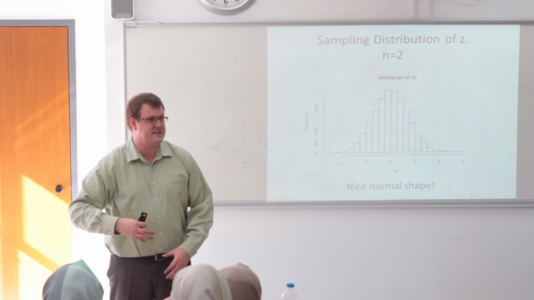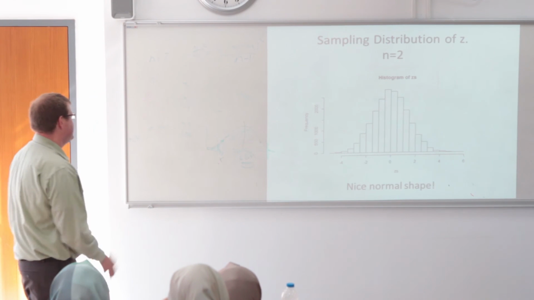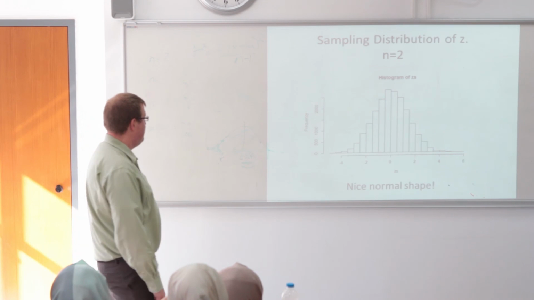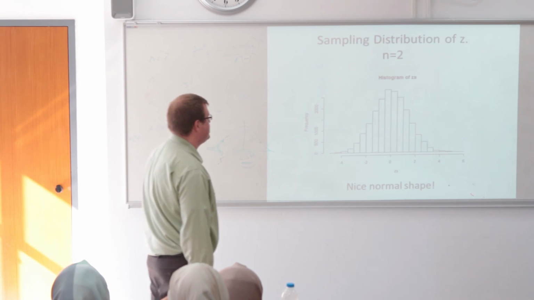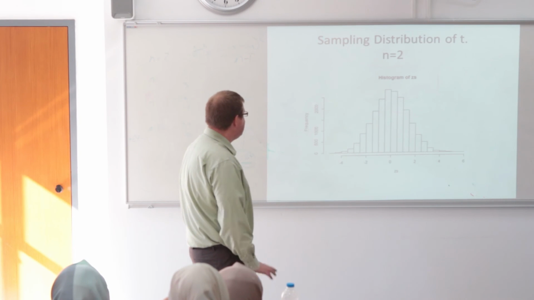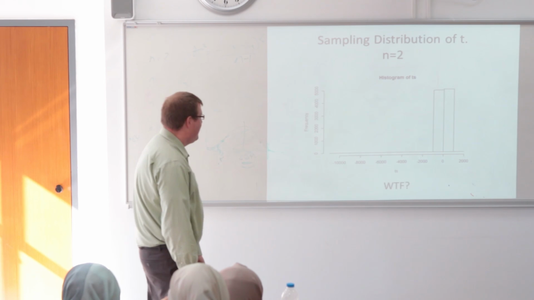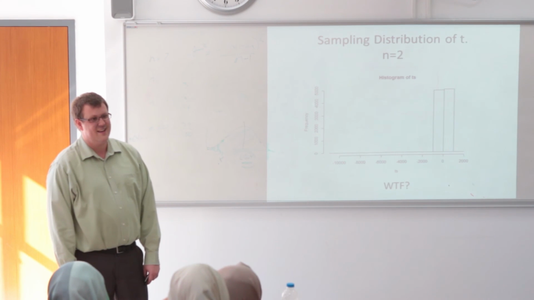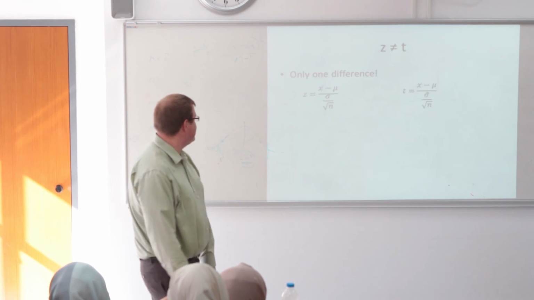So I did that, then I took another sample. I got the z-score for that sample. I took another sample. I got the z-score for that sample. And I did this 10,000 times. Oh, it's such a nice, pretty, normal shape. Let's take a look at a t distribution. So there's the z. Here comes the t. What? Why? That's a really good question.